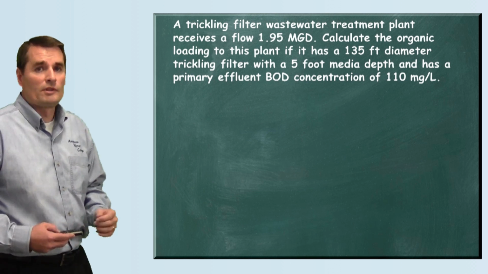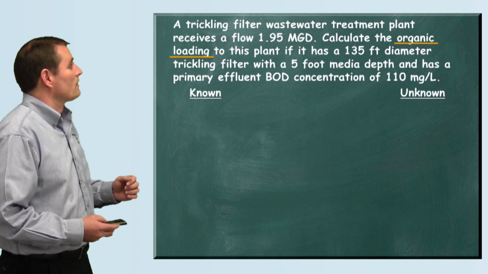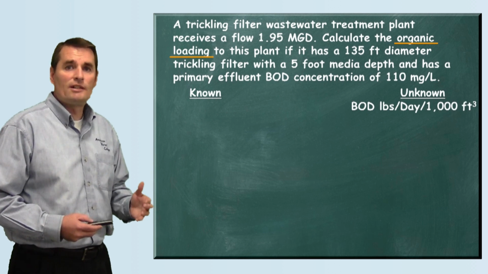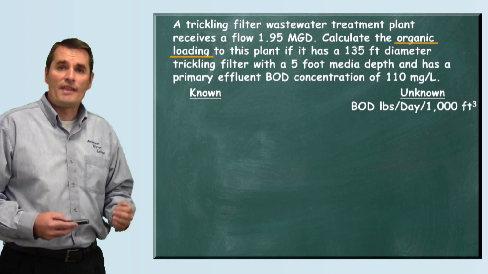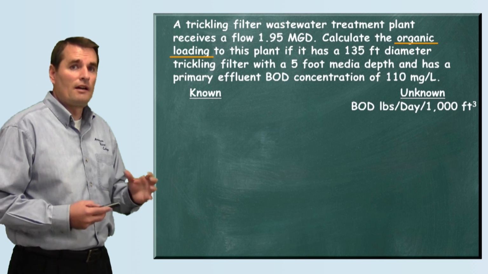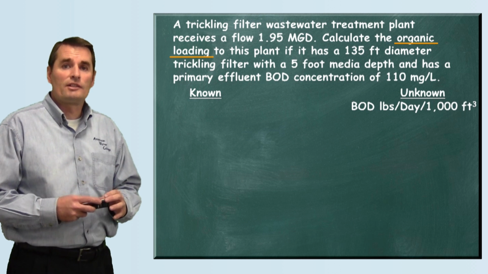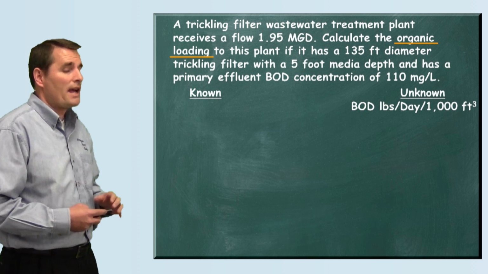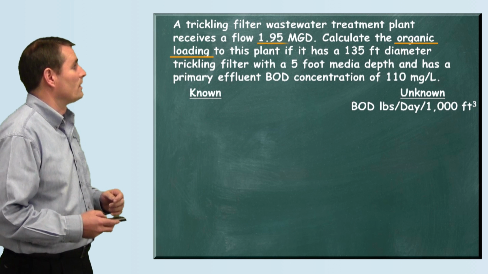Well, like always, we want to pull out our known and our unknown information. So they tell us that we're looking for organic loading, and that's going to be BOD, or biochemical oxygen demand, pounds per day per 1,000 cubic feet of media volume. And that's important. We need to use 1,000 cubic feet as a unit in this problem. So we're looking for pounds per day of BOD per 1,000 cubic feet of trickling filter volume.